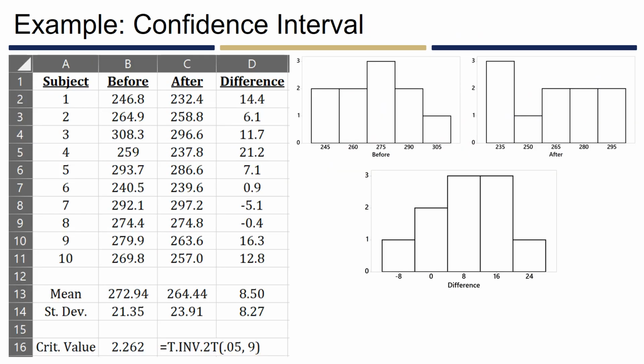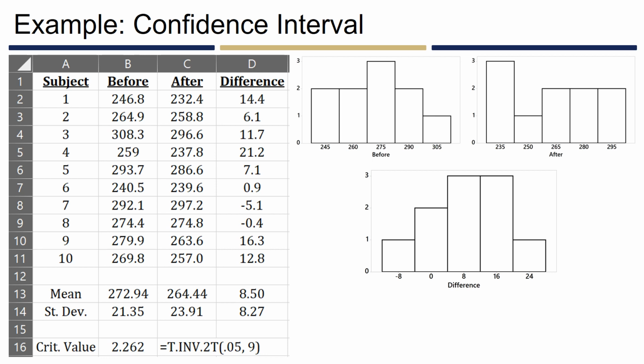Now, taking a look at our data, column A contains the subject ID number, column B contains their before weights, column C contains their after weights, and column D contains the difference between them. Looking at the before weights, these subjects averaged almost 273 pounds at the beginning of the study. They averaged about 264.5 pounds at the end of the study, and that gives us an improvement or an average weight loss of about 8.5 pounds.